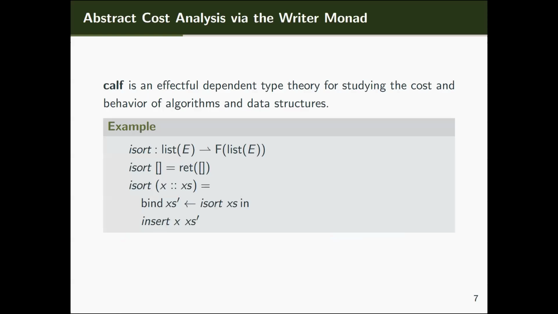So what am I trying to do? I work on a project with my collaborators called CAF, which is an effectful dependent type theory, where we try to understand the cost and behavior of algorithms and data structures. So for example, you would write a program like insertion sort here in monadic form, and you would hope that you could understand the cost of insertion sort.